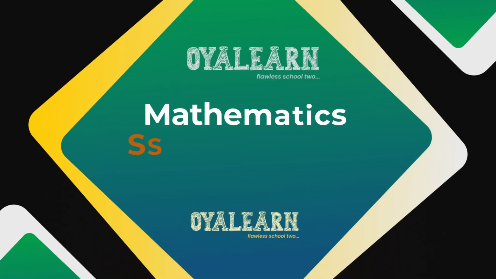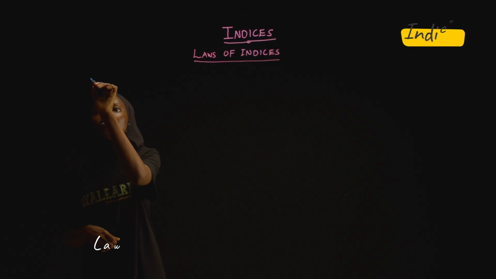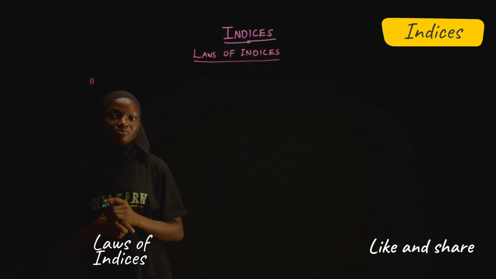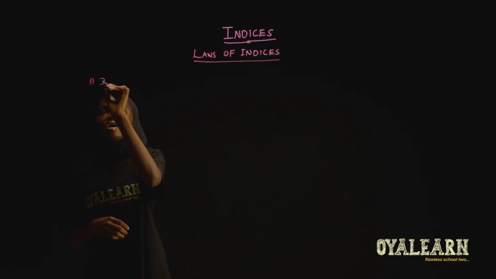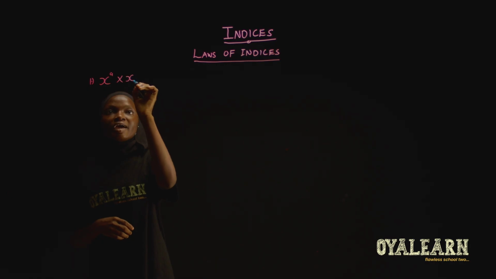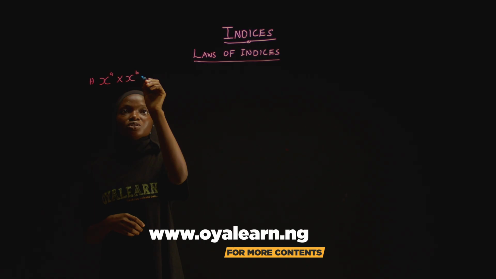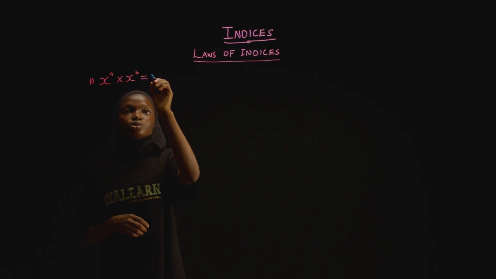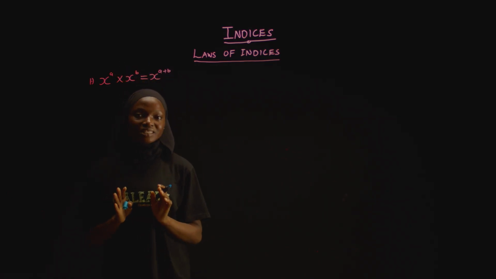Let's learn the laws of indices. The first one, we have what we call the multiplication law. That is, when we have x raised to the power a multiplied by x raised to the power b, the same base, x and x, the multiplication law states that this is going to be equal to x raised to the power a plus b. That is, just add up their powers and retain the base.